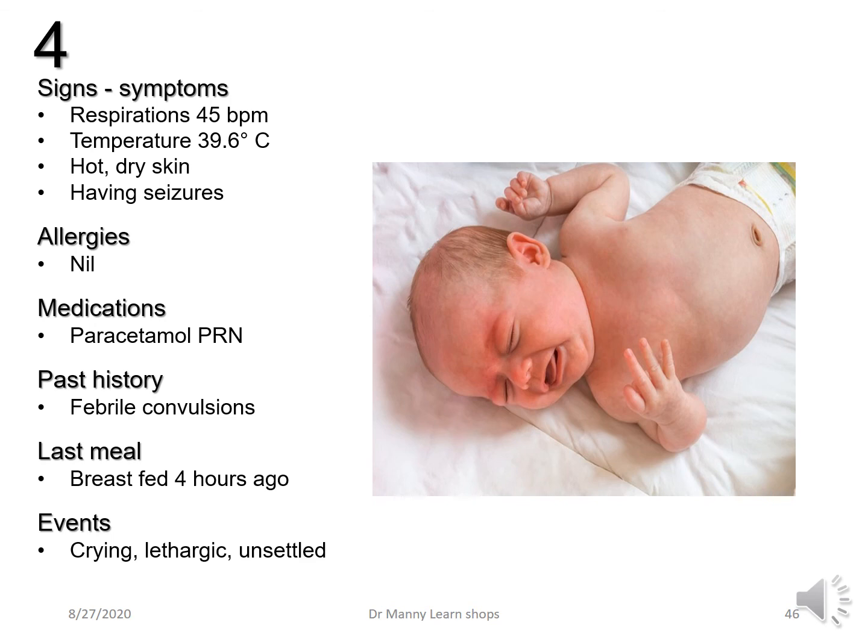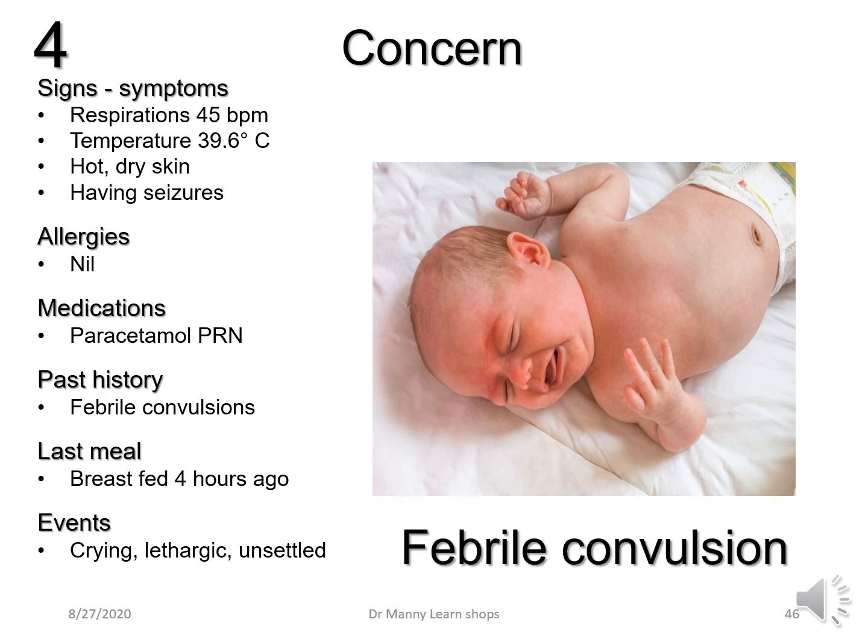Events, his mother was alerted because of his crying. When she went in to him, he was difficult to rouse and lethargic, and he was unsettled. And he seemed to be stiff. There's a concern here. The kid is flushed, stiff, tremor, possibly. He could be having a febrile convulsion. Note the temperature. Note the skin. Note the fact that he's having seizures.